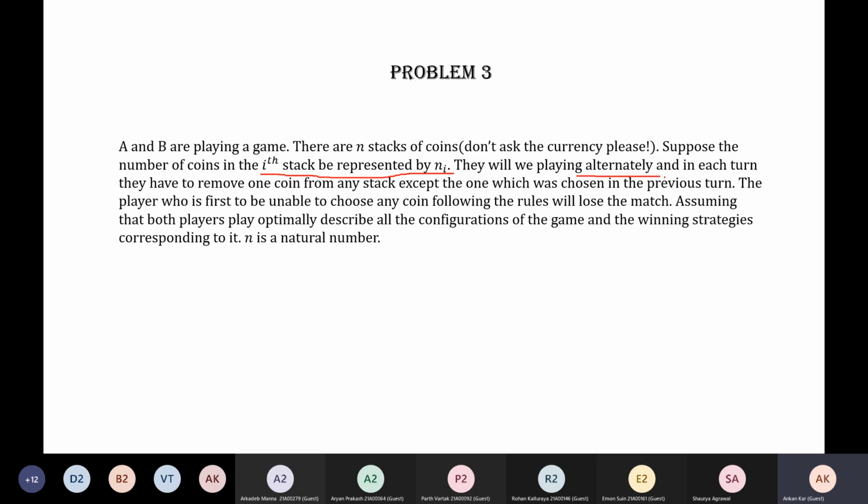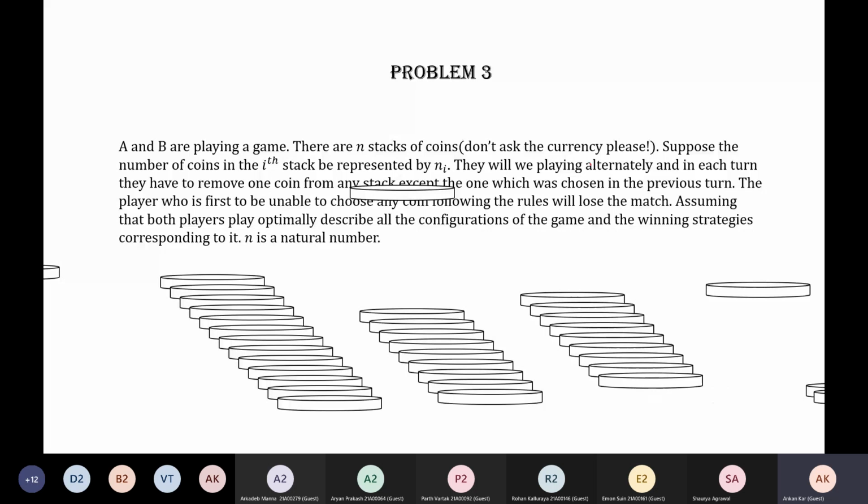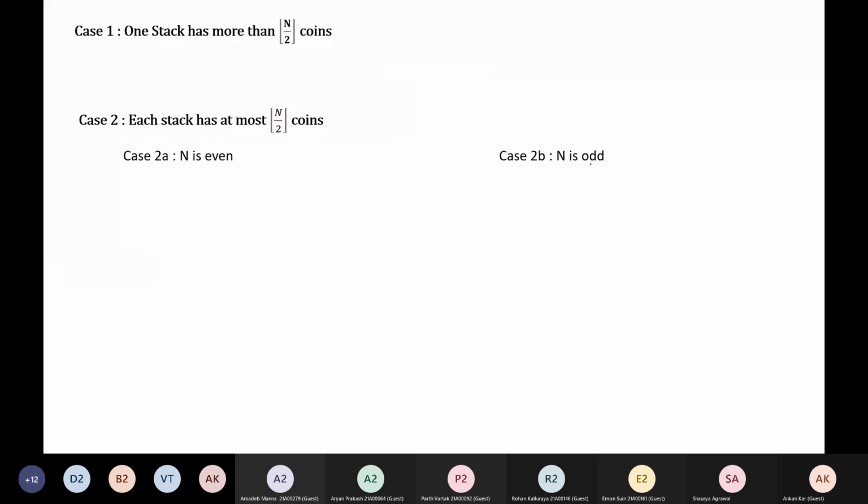Okay, playing alternately. Suppose A is the first player. You can take like this. You can remove from another stack, then the other will again remove from another stack. But you can't remove once and then do this again. You cannot take from the same stack. These are the two cases. Now think.